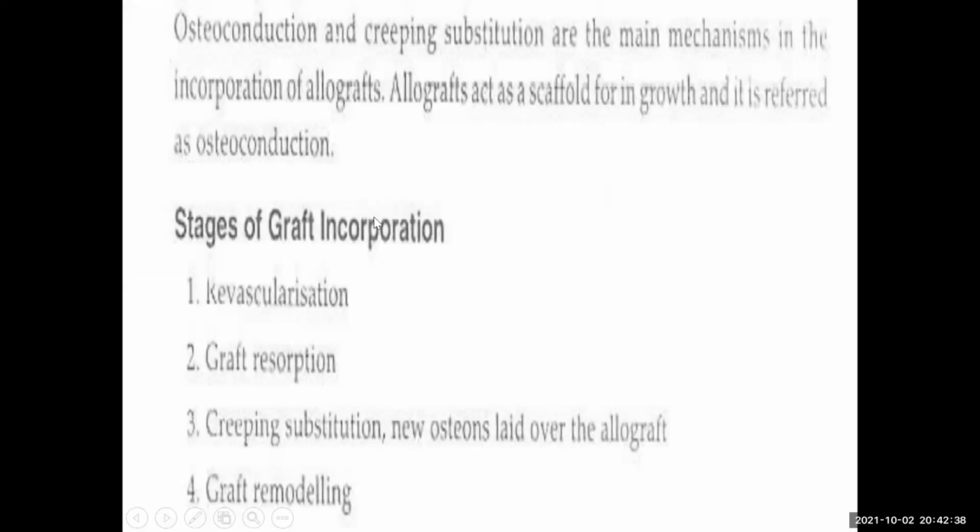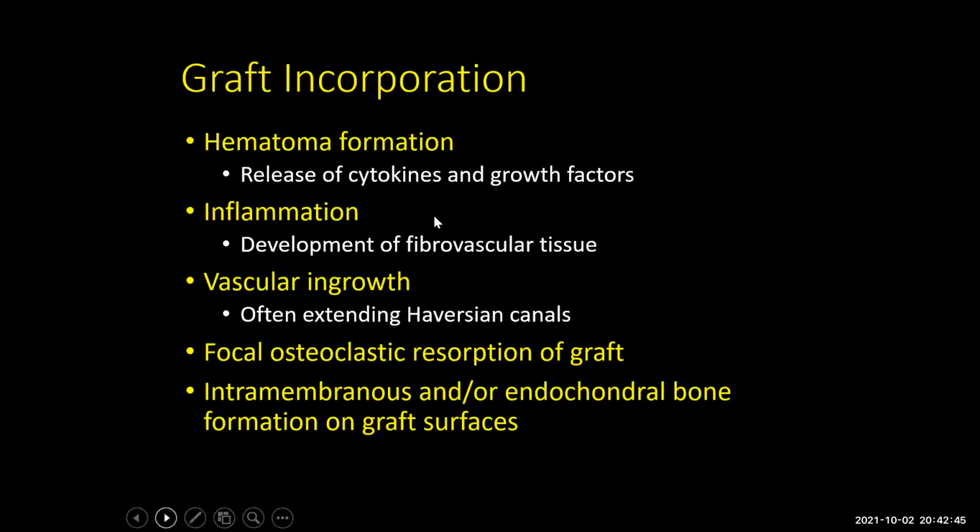Then the stages of incorporation of a graft are revascularization, graft resorption, creeping substitution, and graft remodeling. So there is a stage of hematoma formation, which releases cytokines and growth factors. Then there is development of fibrovascular tissue. Then there is extension of the Haversian system by vascular growth. Then focal osteoclastic activity causes resorption of the graft, and intramembranous or endochondral bone formation on the graft surface.